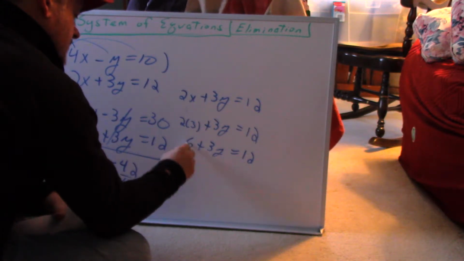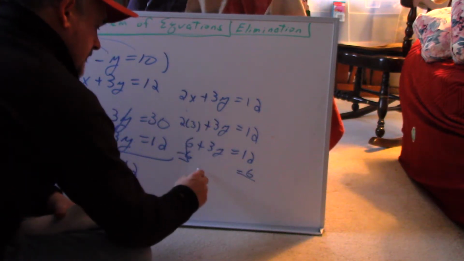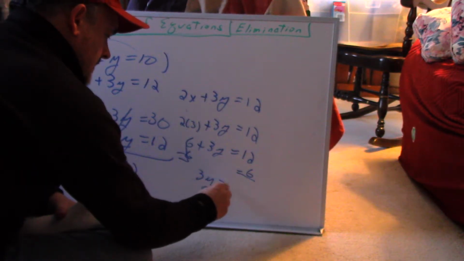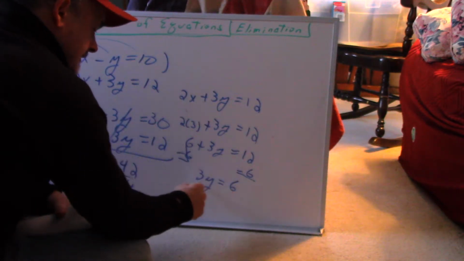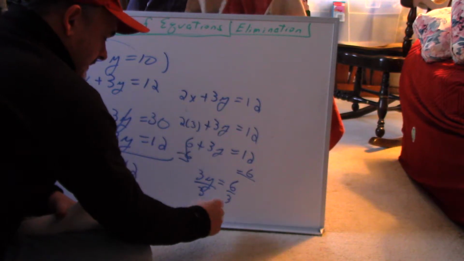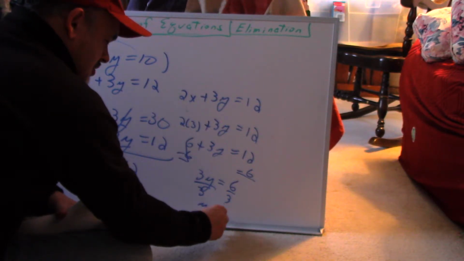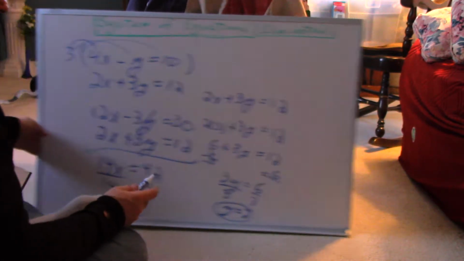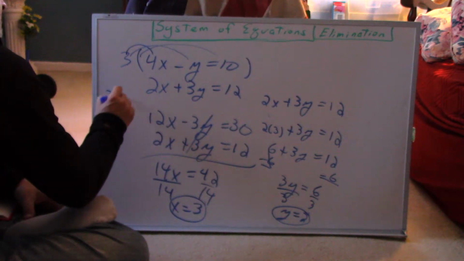Combine like terms, of course. 3y equals 6, because I subtracted 12 minus 6. Divide by 3, divide by 3. y is 2. So the point where they meet is (3, 2).